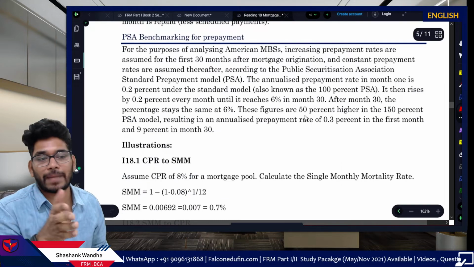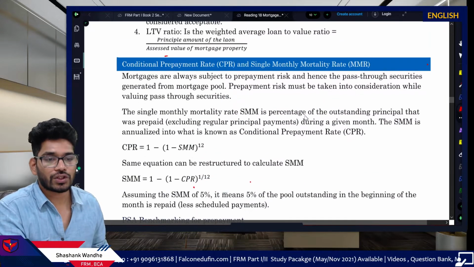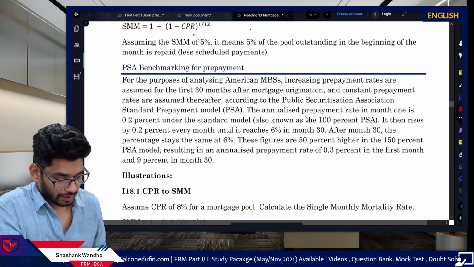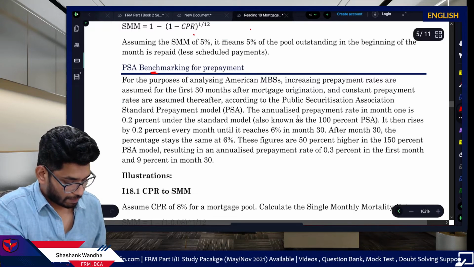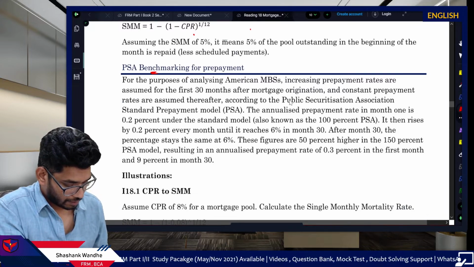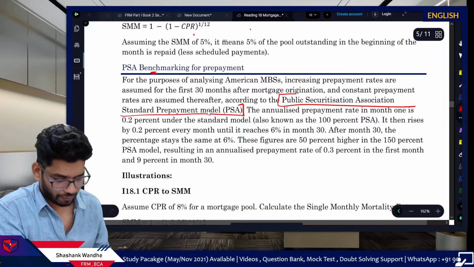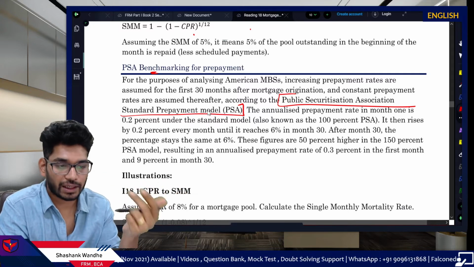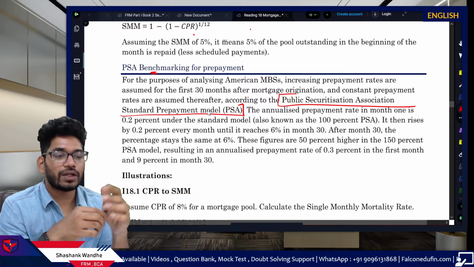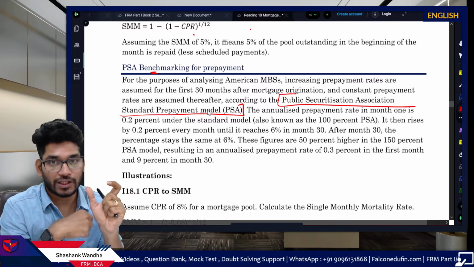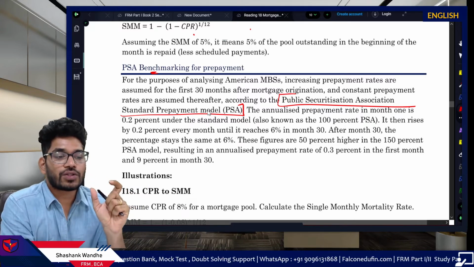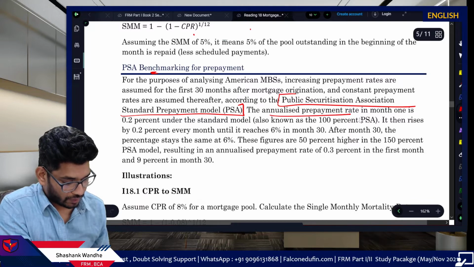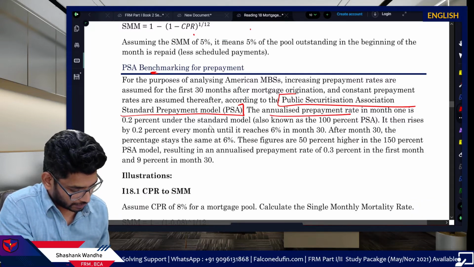So, PSA benchmarking for prepayment. There is a thing called PSA benchmarking. This is the general name if you want to remember. The PSA prepayment benchmark is the Public Securities Association standard prepayment rate or model. So there is a model which decides the PSA rate. Okay. PSA works in a very different manner. Please focus here. PSA is the annualized prepayment rate, and this works in a certain manner.